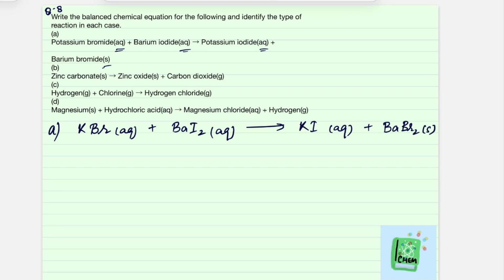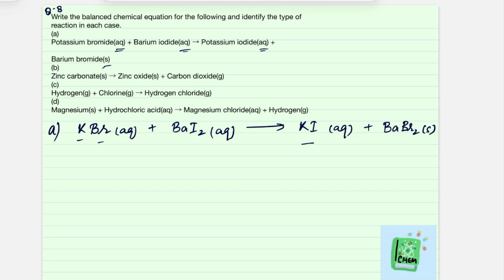Now this is a double displacement reaction. Why is this a double displacement reaction? Because on the reactant side, potassium ion is present with bromide ion and barium ion is combined with iodide ion, but on the product side there is exchange of ions. Now potassium ion combines with iodide to give potassium iodide and barium combines with bromide to form barium bromide.